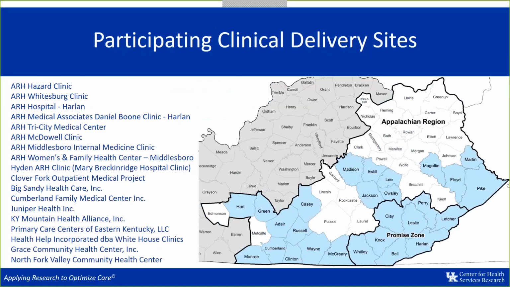So these are our participating clinical sites throughout Eastern Kentucky. Highlighted in blue are the 27 counties that are targeted in the AHC project. And here are where all of our clinics are located in Eastern Kentucky.